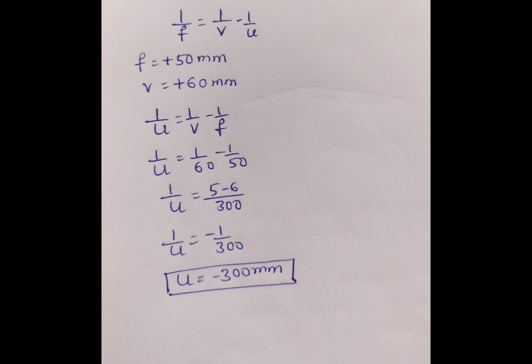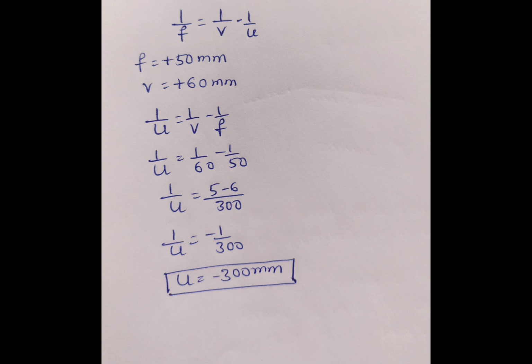So that means that is where the image will form. By using the lens formula, we can find out the object distance. Write down the lens formula: 1 by f is equal to 1 by v minus 1 by u. Rewrite the formula because we are finding object distance, that is 1 by u is equal to 1 by v minus 1 by f. Substitute the values in the formula. v value is 60, f value is 50. So 1 by u is equal to 1 by 60 minus 1 by 50. Now take LCM for 60 and 50.